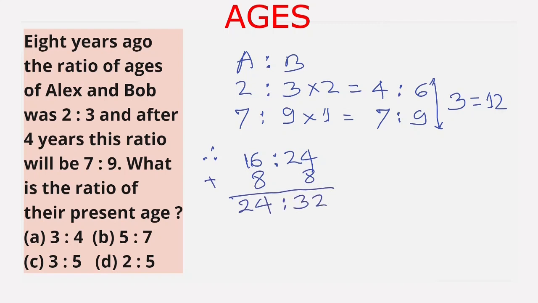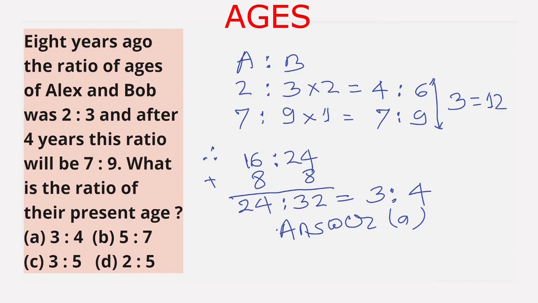24:32, and on simplifying we divide 24 and 32 by 8 and we get 8 times 3 is 24 and 8 times 4 is 32. So this is 3:4. Thus the ages of Alex and Bob at present are in the ratio 3:4. And from the given options, our answer is option A. This way we can solve this question by the shortcut method.